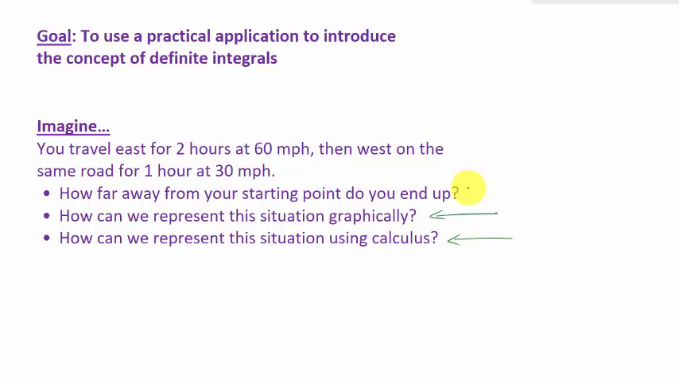So hopefully the answer is trivial, right? If you go east for 2 hours at 60 miles per hour, you've gone 120 miles east. And then if you go west for 1 hour at 30 miles per hour, you've gone back the direction you came from for 30 miles, and that's going to get you 90 miles from your starting point. So we already know the answer. Let's think about how we can represent this situation graphically.